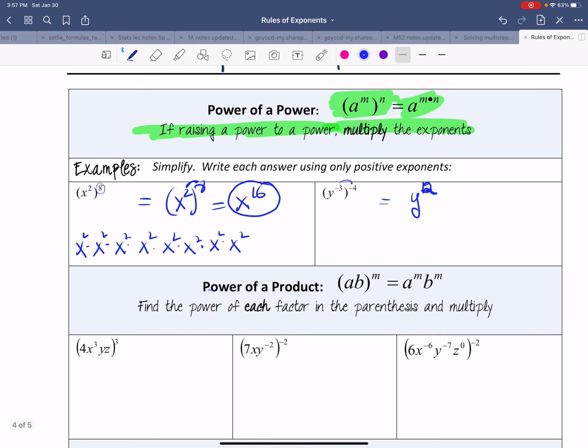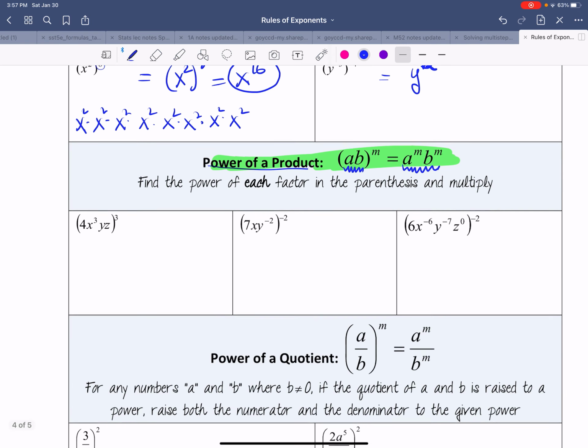Next, power of a product. When you have a product and then a power outside, a product is raised to a power, the outer exponent goes to everything inside. Every single base inside gets raised to the outer exponent. Okay, this is confusing to students, especially when there's a coefficient involved.